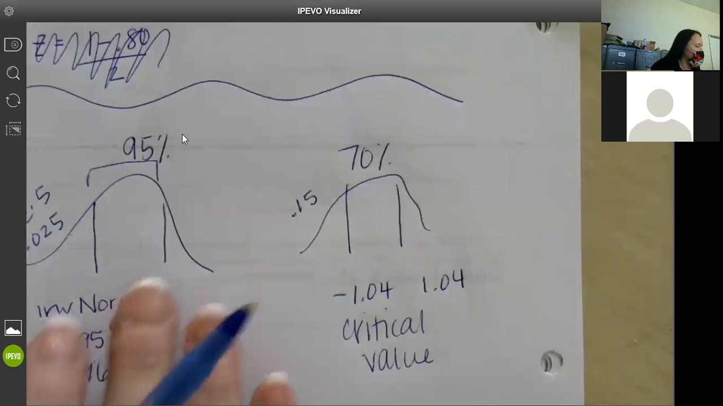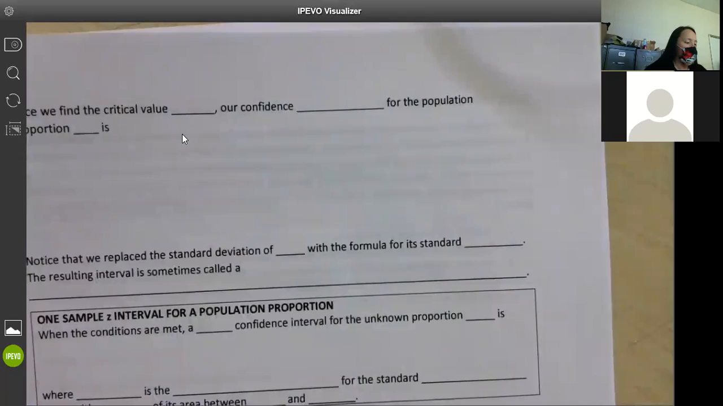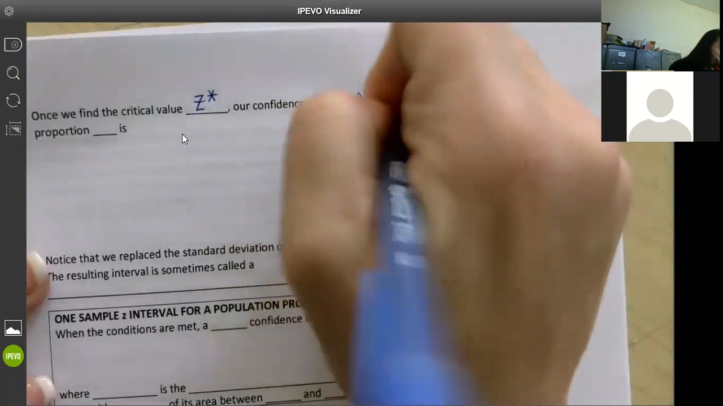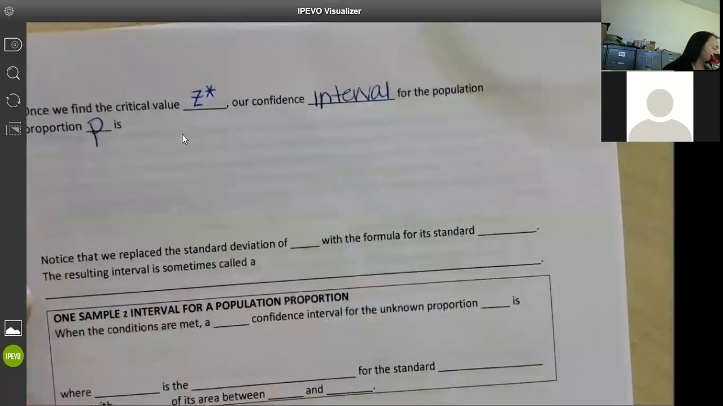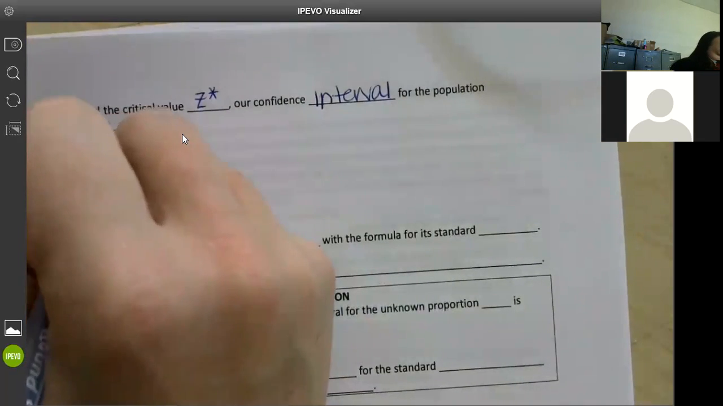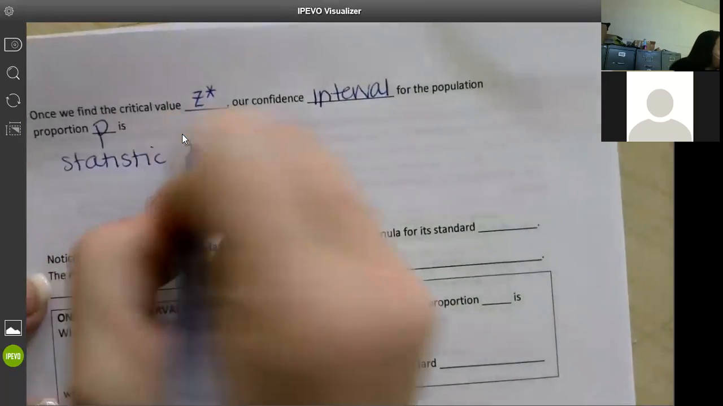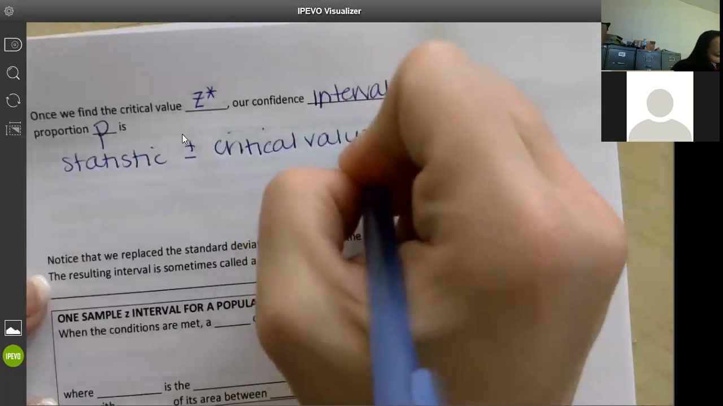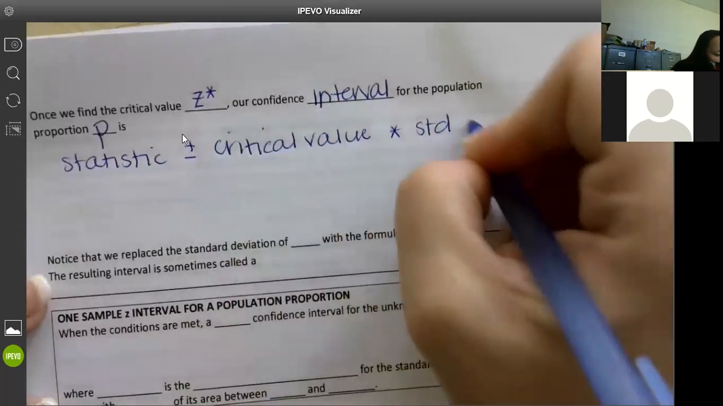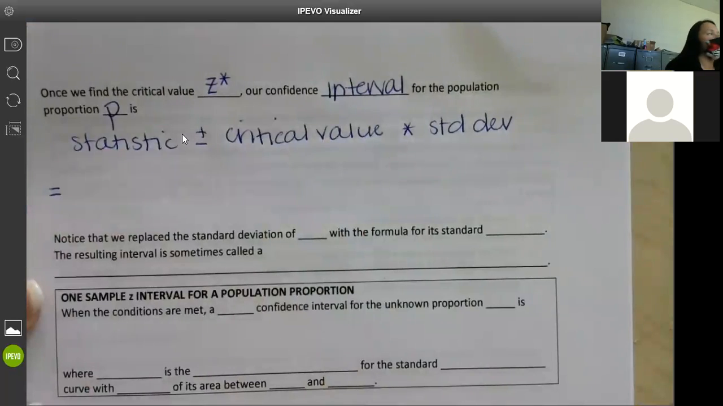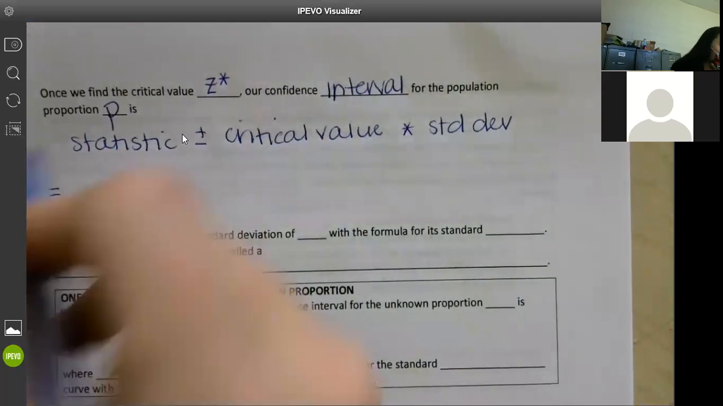All right, flip it over. Once we find the critical value Z star, our confidence interval for the population proportion P is, okay, so remember we had statistic plus or minus critical value times the standard deviation. We're changing our formula. This is the formula that you'll see on your formula sheet.